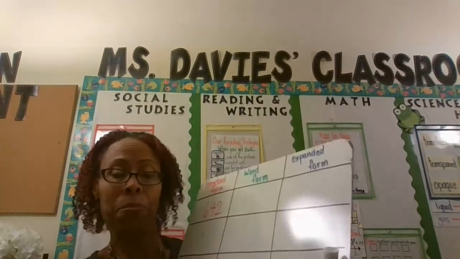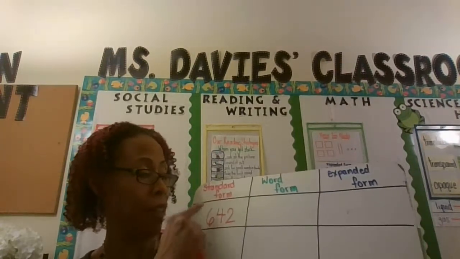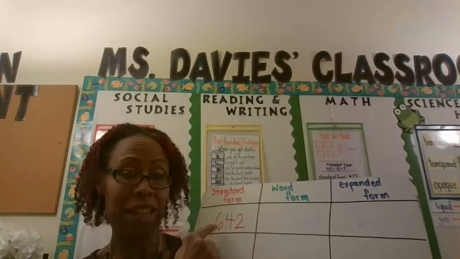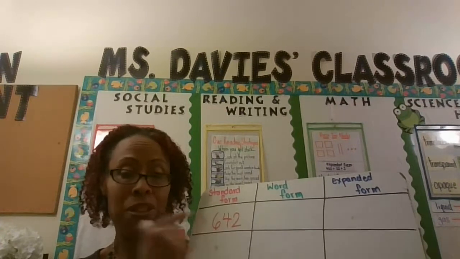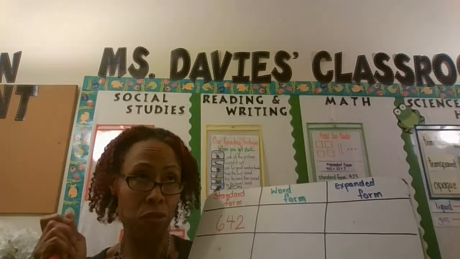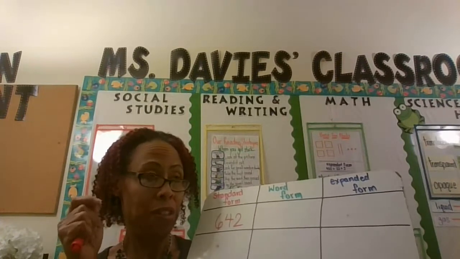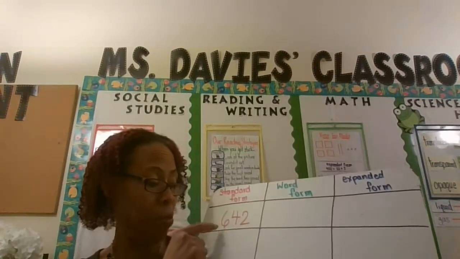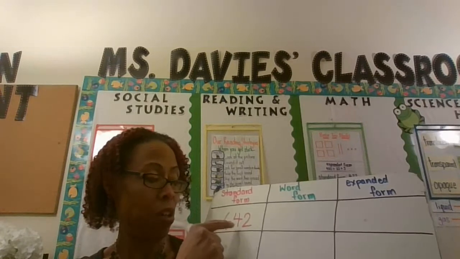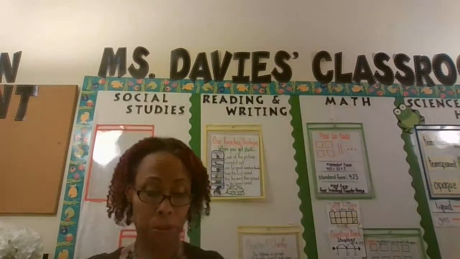642. This is how the base 10 blocks number looks in standard form. 642. This time we're going to take the S off of hundreds. It was in the hundreds place, but we say 642 when we read the number.